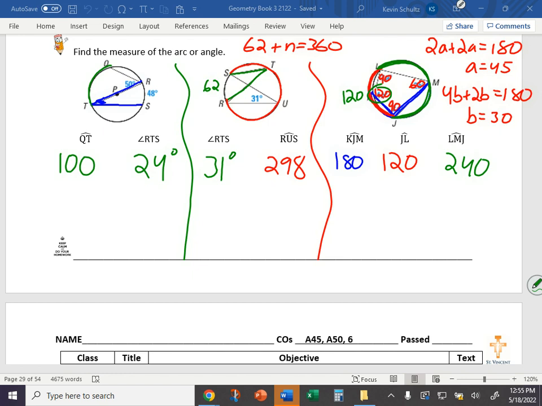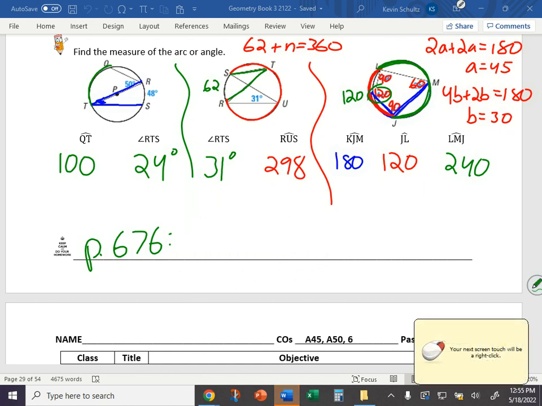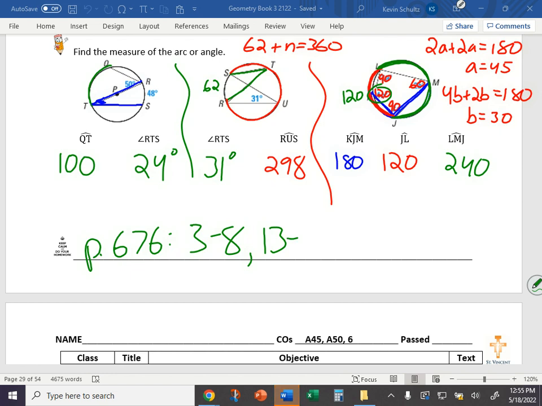Page 676. I would like you to do 3 through 8 and 13 through 15. 3 through 8, 13 through 15. 9 questions. You can do this.